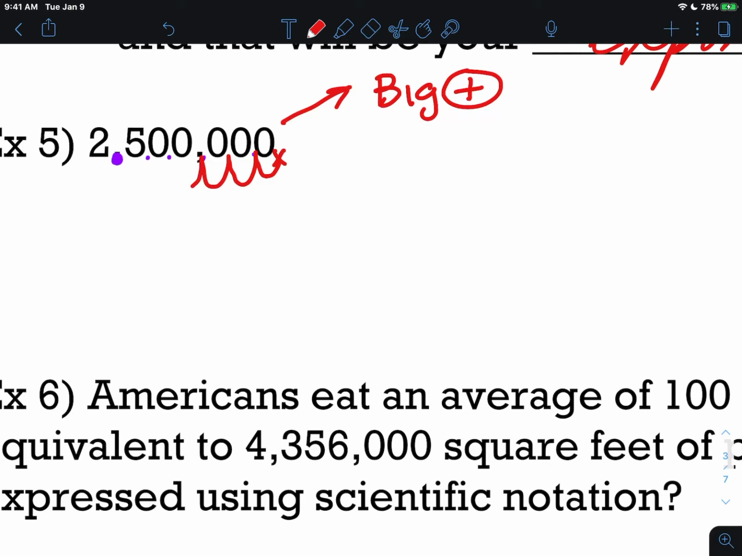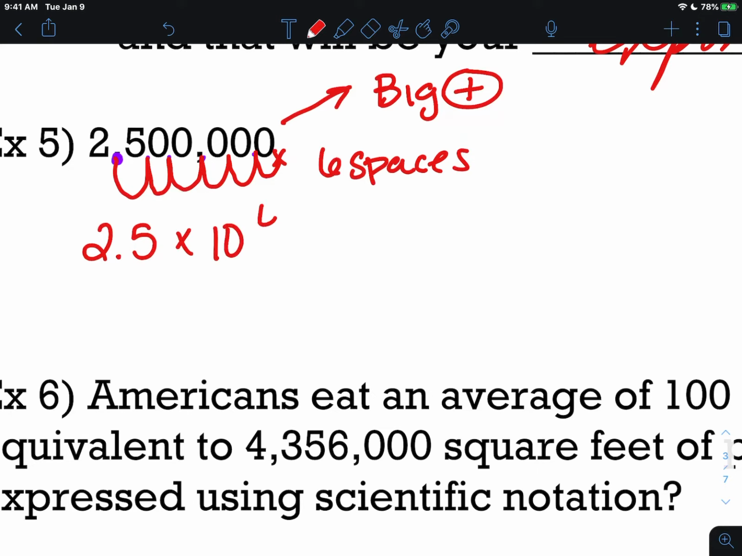1, 2, 3, 4, 5, 6. 6 spaces. Okay, so now I'm going to copy that number over. 2.5 times 10 to the power of 6. And because it was a big number, it's positive, but we really don't need to write that. But I wrote it just because. So this is our number in scientific notation. Noticing that 2,500,000 is a lot easier to write as 2.5 times 10 to the power of 6.